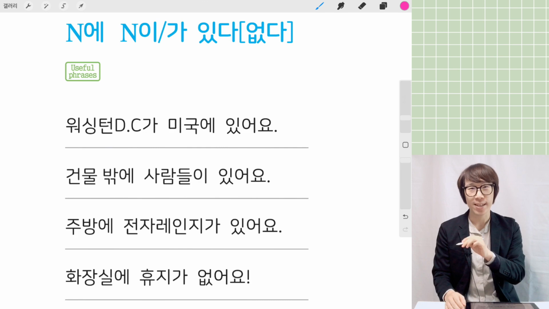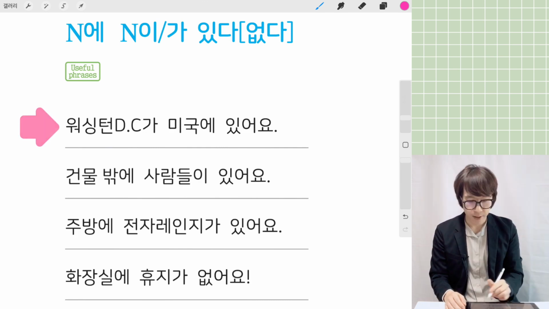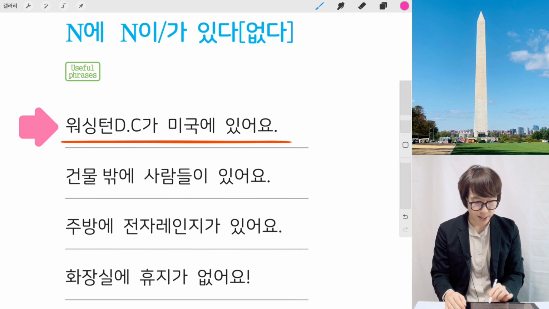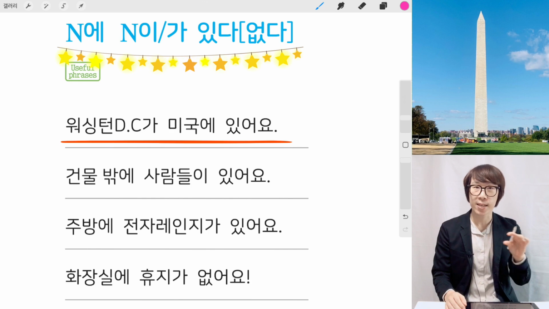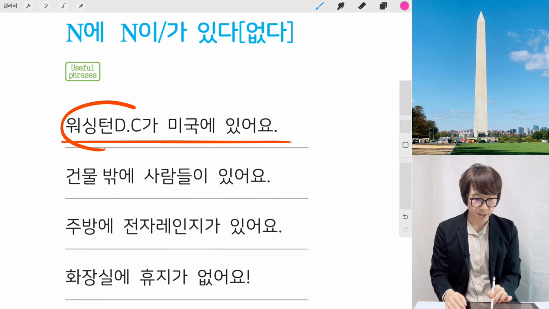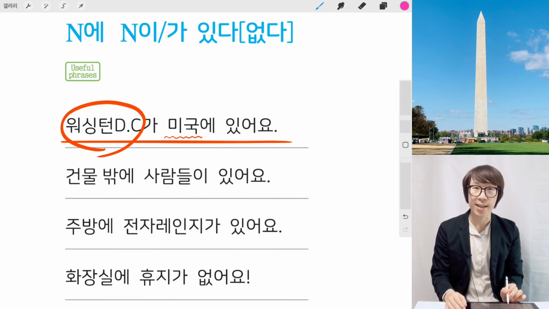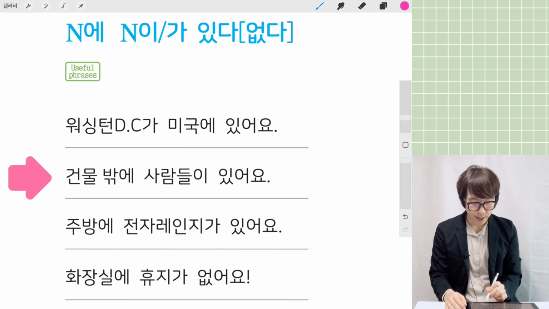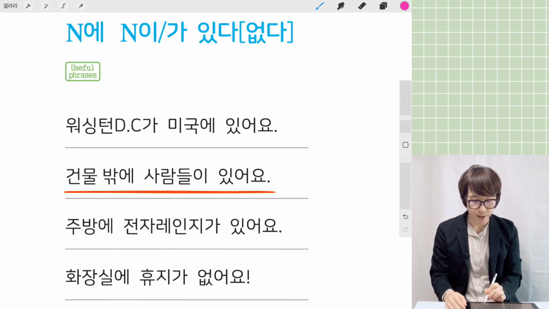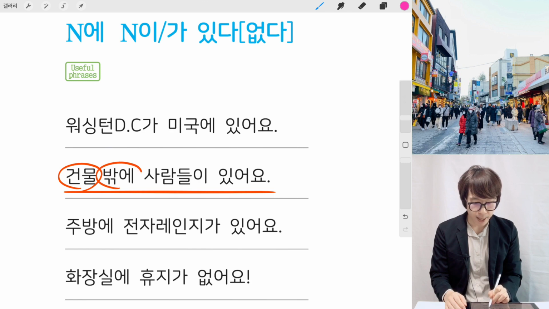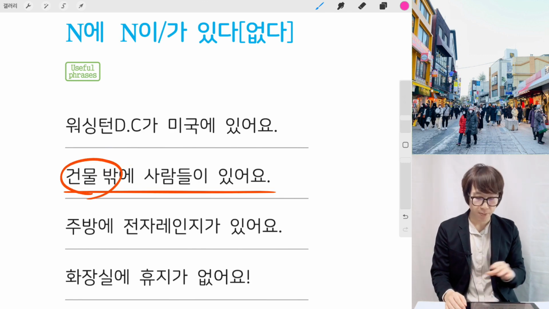Let's practice noun에 noun이/가 있어요 없어요. First sentence, Washington DC가 미국에 있어요. Every time you see this grammar shape, you can translate it as there is, or someone is in somewhere. So Washington DC is in the USA. Next sentence, 건물 밖에 사람들이 있어요. 건물 is a building, 밖 is the outside. So outside of the building there are people.